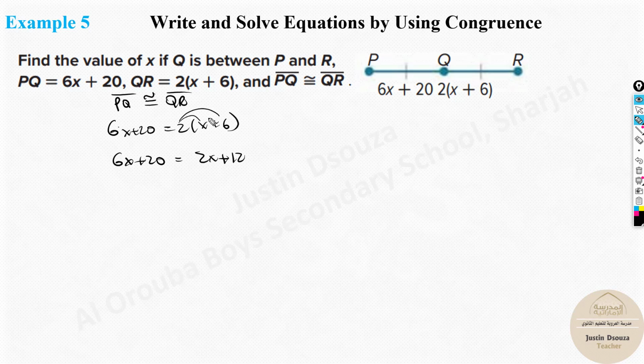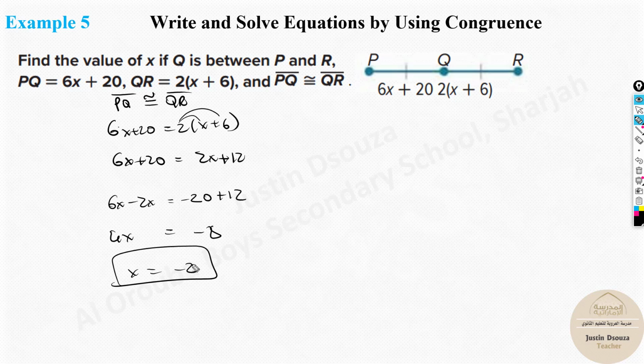Multiply this 2 throughout both the terms, 2x plus 12. So take the smaller term 2x to the other side. It will be 6x minus 2x equals, the number to the other side will be minus 20 plus 12. The answer over here would be minus 8, and over here you will have 4x. X is equal to negative 2. So x is minus 2.